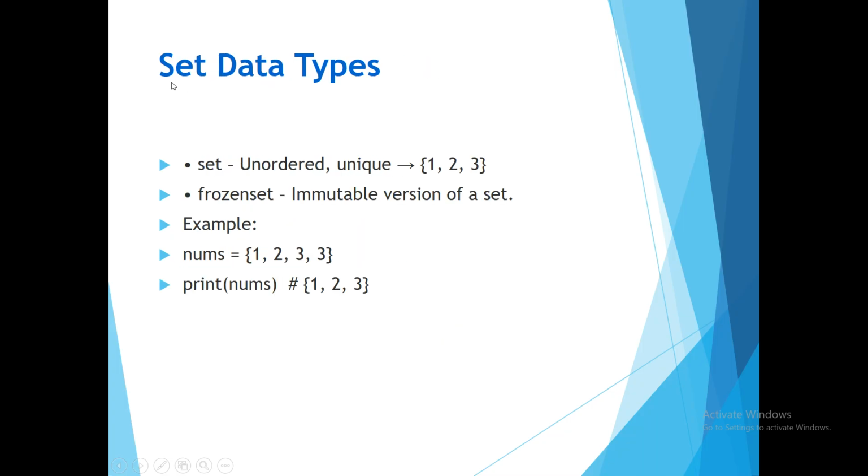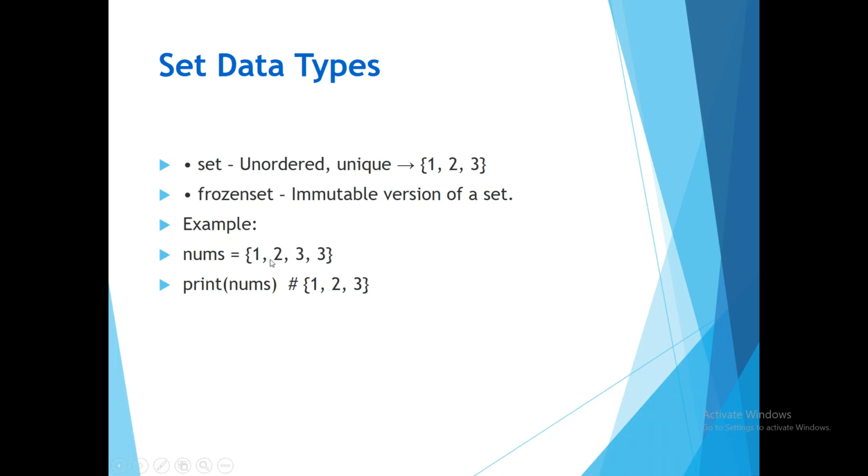Now, set data types. Normally you have heard about sets in mathematics. They are also available in Python. A set is unordered and is a unique collection of data. It uses curly braces for writing the data. A frozen set is also an immutable version of a set.